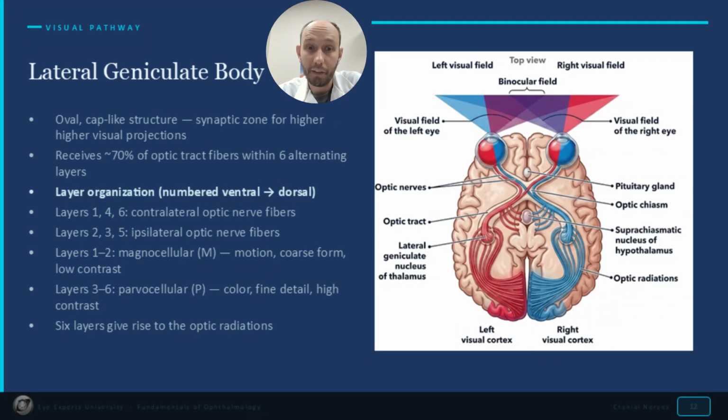The lateral geniculate body is organized into layers. Layers 1, 4, and 6 take care of the contralateral optic nerve fibers, and 2, 3, and 5 take care of the ipsilateral, because as you remember, they crossed over at the chiasm. Specifically, layers 1 and 2 are responsible for motion, while 3 through 6 focus on color and high contrast.